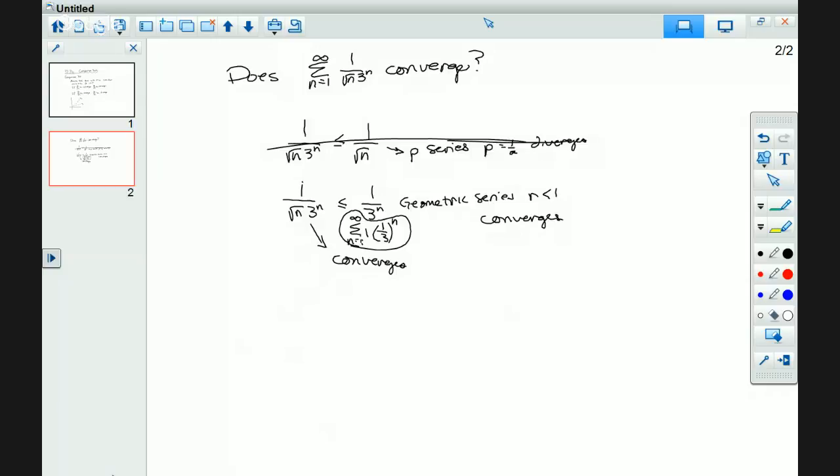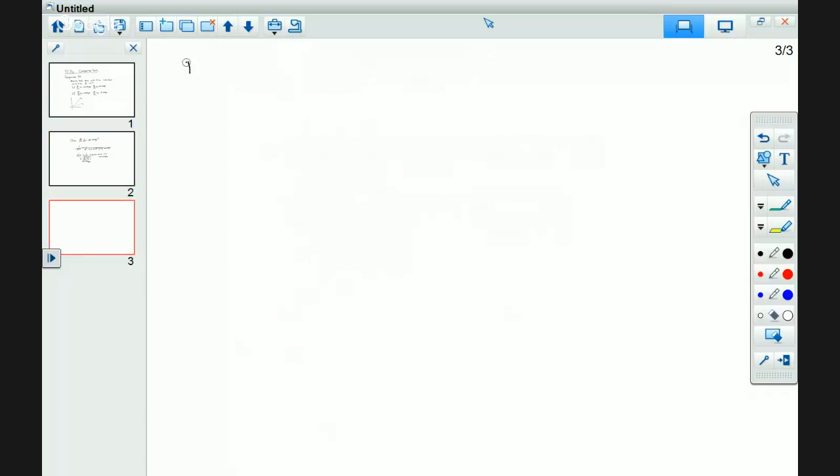Good. Here's another way to use it. Does the series from n equals 2 to infinity, it's important, 1 over... watch. That's 1/3, that fraction.